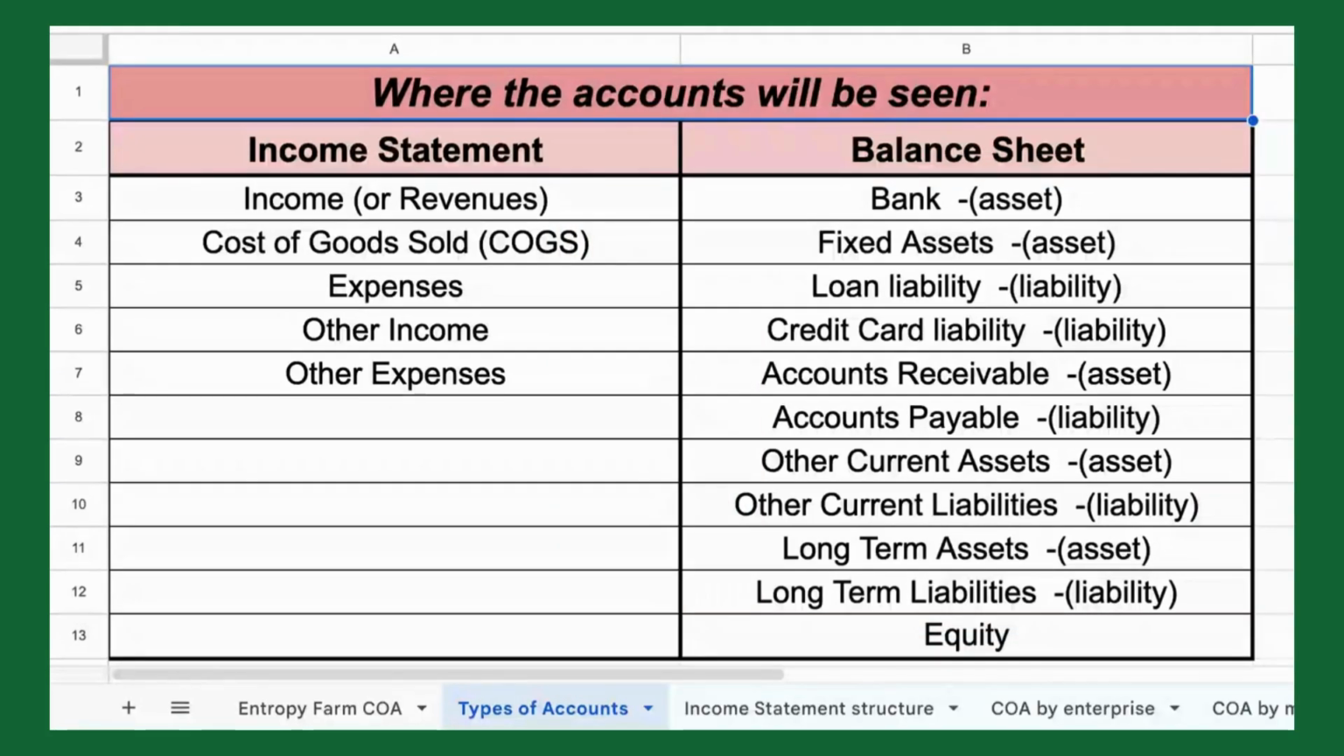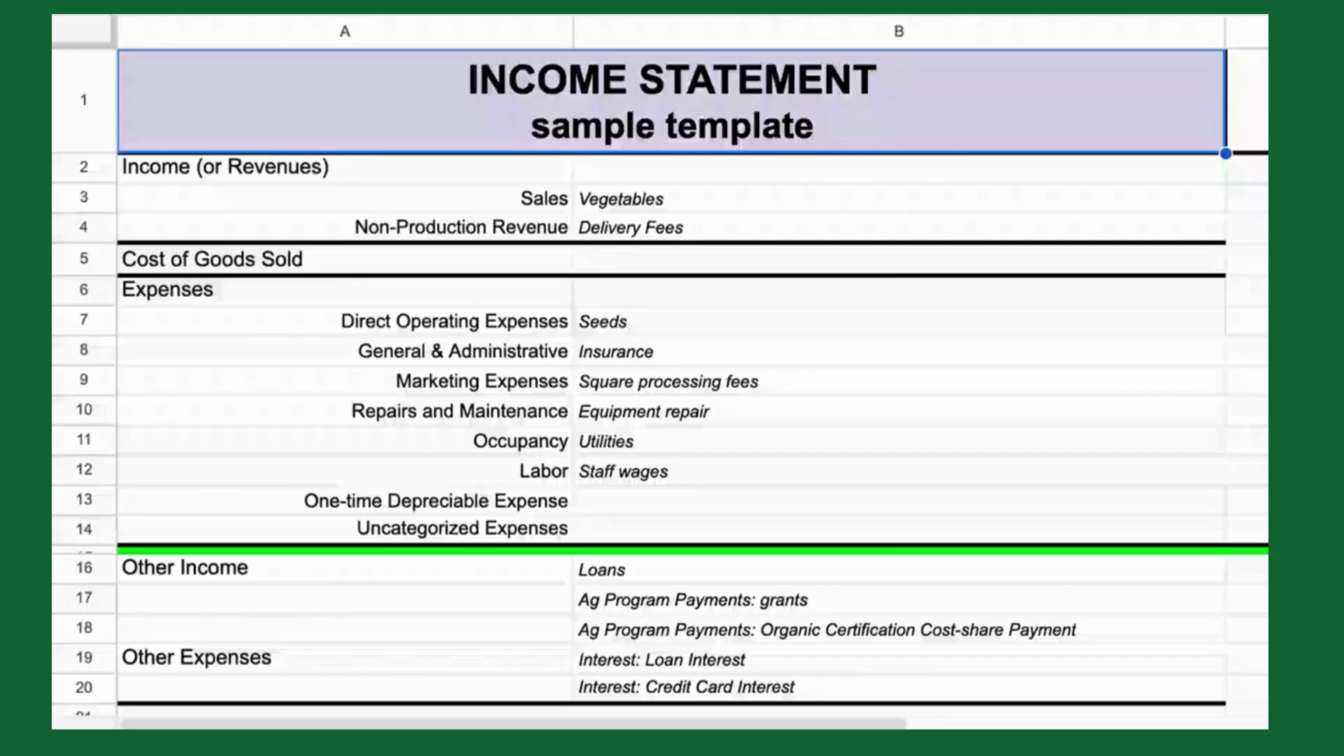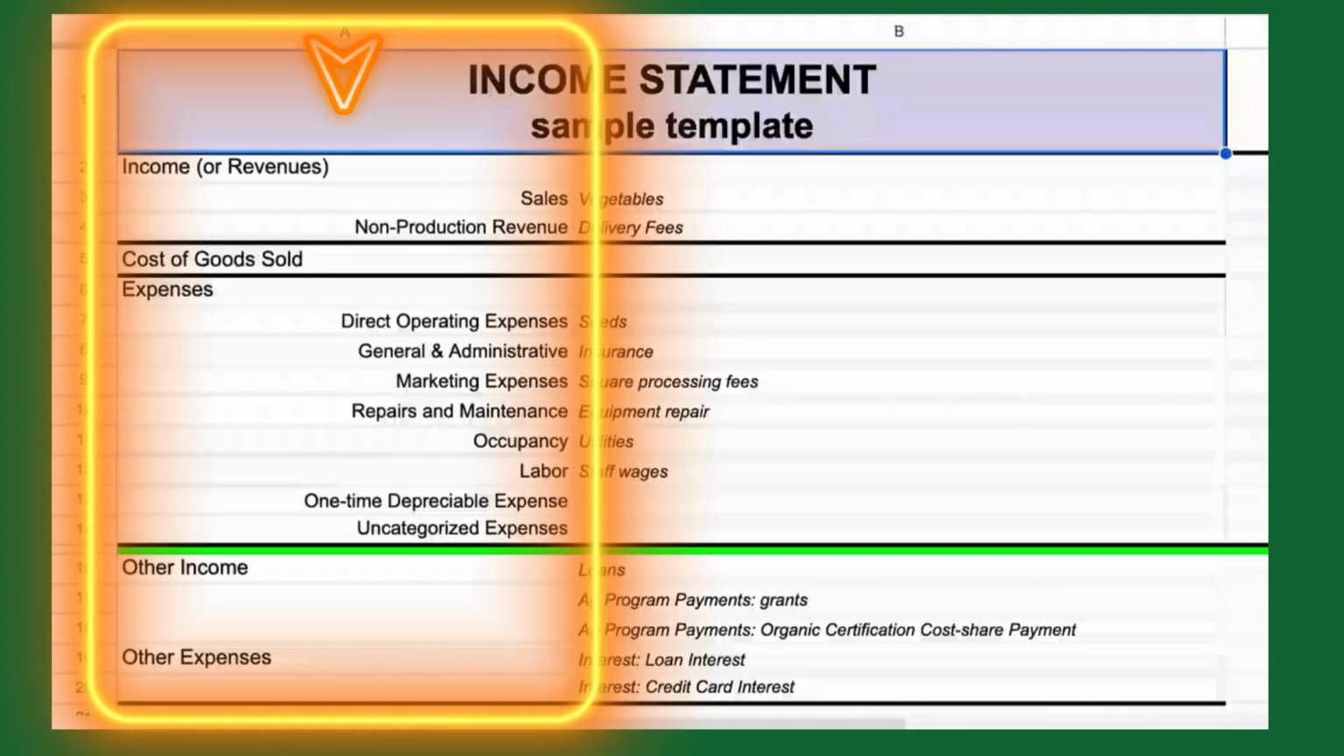Your chart of accounts will also show up in other financial planning tools like enterprise budgets and cash flow projections. It's a structure that you will see replicated across many financial reports. Now, to illustrate how this organization or structure eventually comes to life, telling the story of your farm business, let's look at a slide that shows a broad overview of an income statement. In an income statement, the chart of accounts is seen as the first column on the left side of the statement.